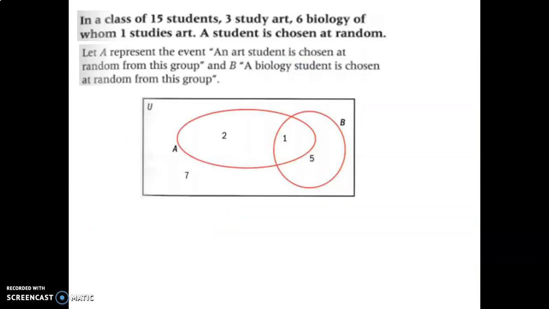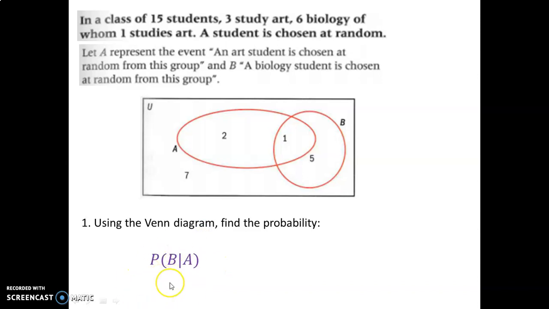Let's go back to the problem we had with 15 students, 3 of whom study art, 6 biology, and 1 studying art and biology. This is the Venn diagram we created in our last video. Let's use this one to ask a couple more questions. First of all, using this Venn diagram, find this probability.